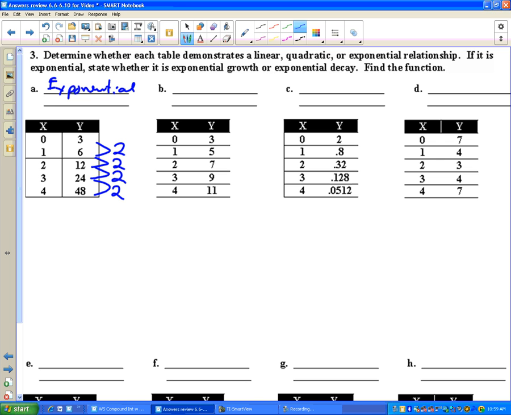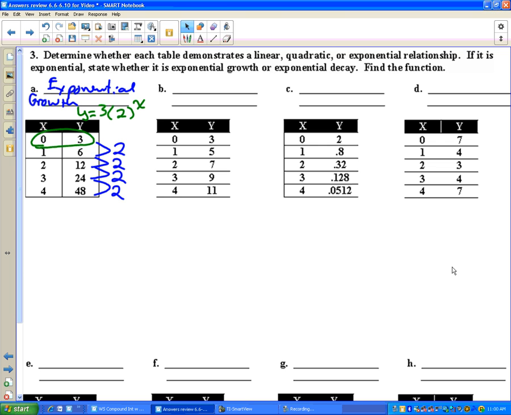My successive quotient is 2, so this is exponential growth. And so then my function is y is equal to y when x is 0, 3 times 2 to the x power, my successive quotient.